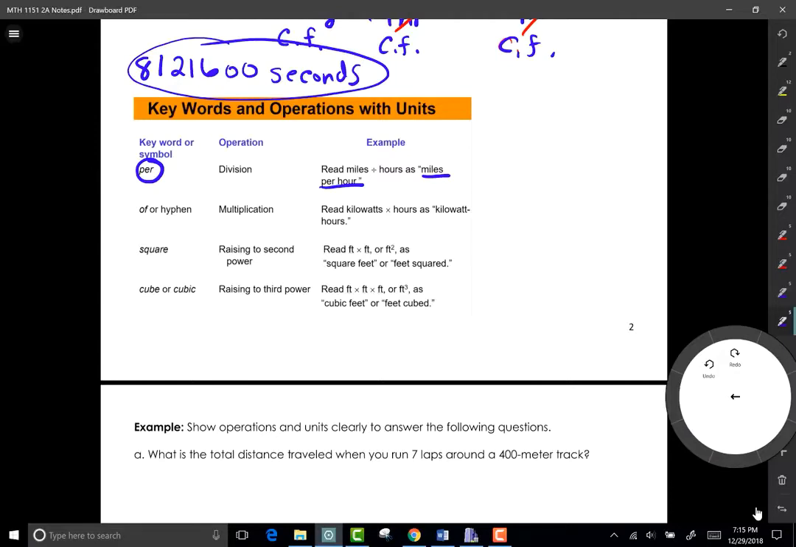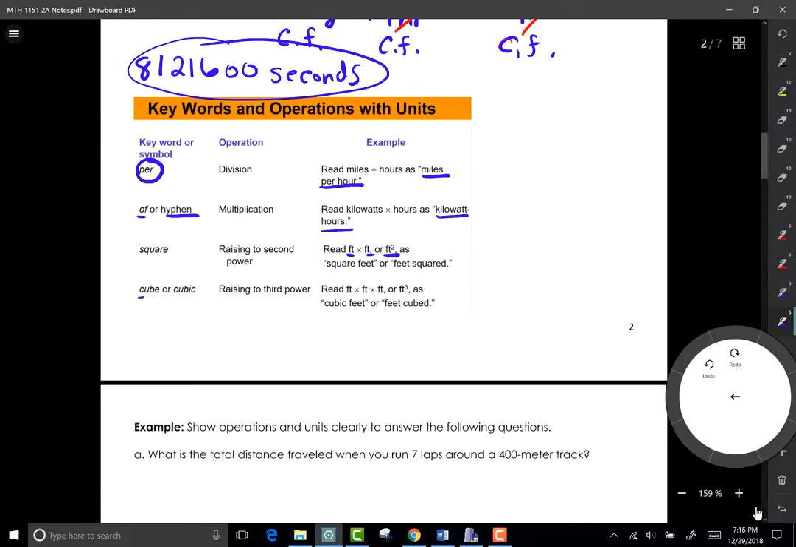The word of, or if you see a hyphen, means multiplication. So if you see kilowatt dash hours, that means you take the kilowatts and you multiply by the hours. If you see the word square, that means you're raising it to the second power. Or you could write it as whatever the unit is multiplied by itself. So for example, you could take feet times feet. That's one way to say feet squared. Or you can write it as feet with a little 2 up there as an exponent 2.